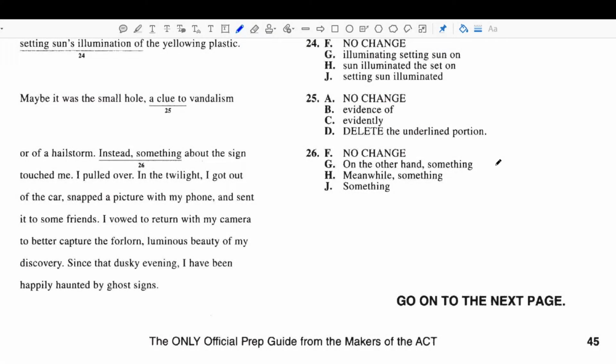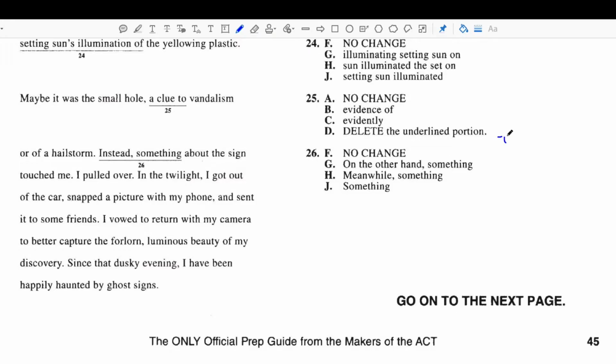All right, so now we're at question number 26 on the ACT English test. Let's begin by reading the sentence as is. "Instead, something about the sign touched me." Now, right away, you should notice that this here is a transition word, and all of these other answer choices, well, G and H, have other transition words. What about J? Well, J just takes the transition word out altogether.